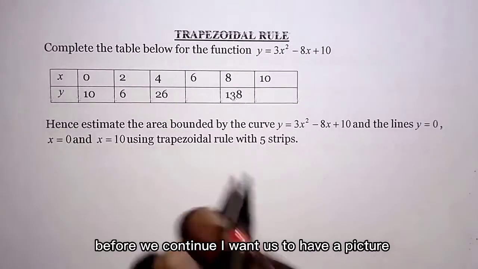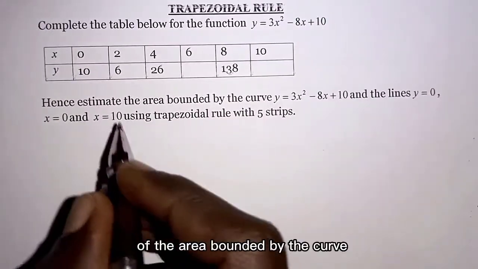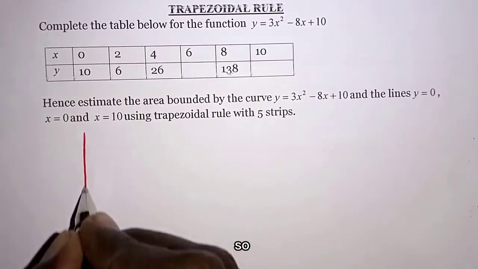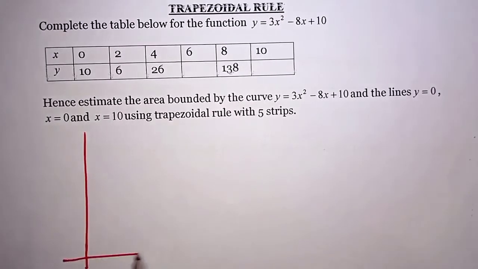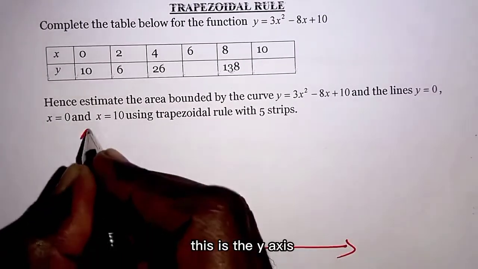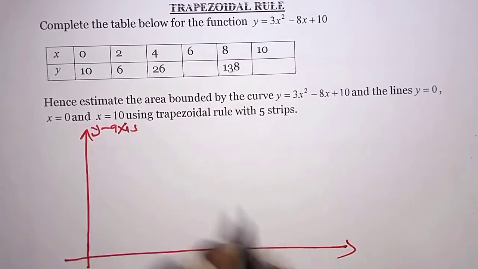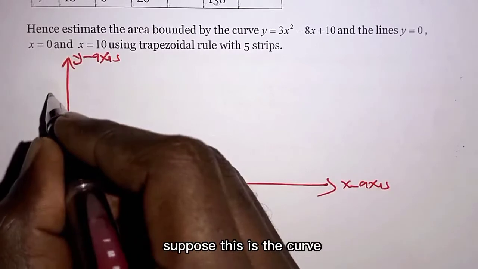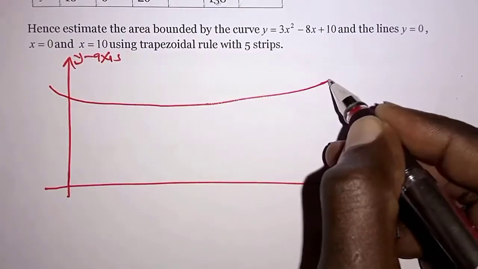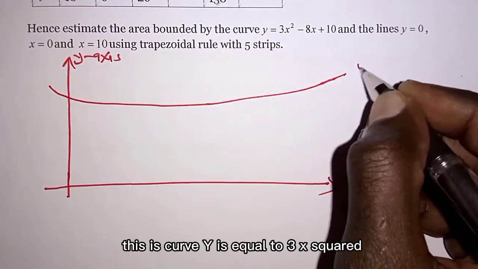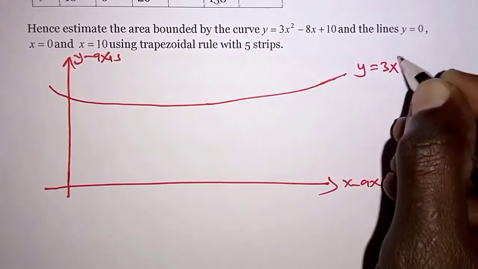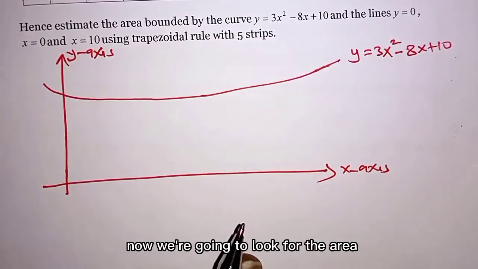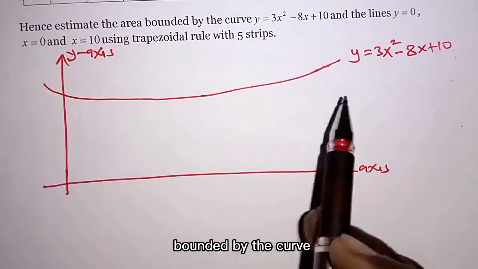So before we continue, I want us to have a picture of the area bounded by the curve and the 3 lines. So let's have a sketch. This is the y-axis, and here we have the x-axis. So suppose this is the curve. This is the curve y = 3x² - 8x + 10.